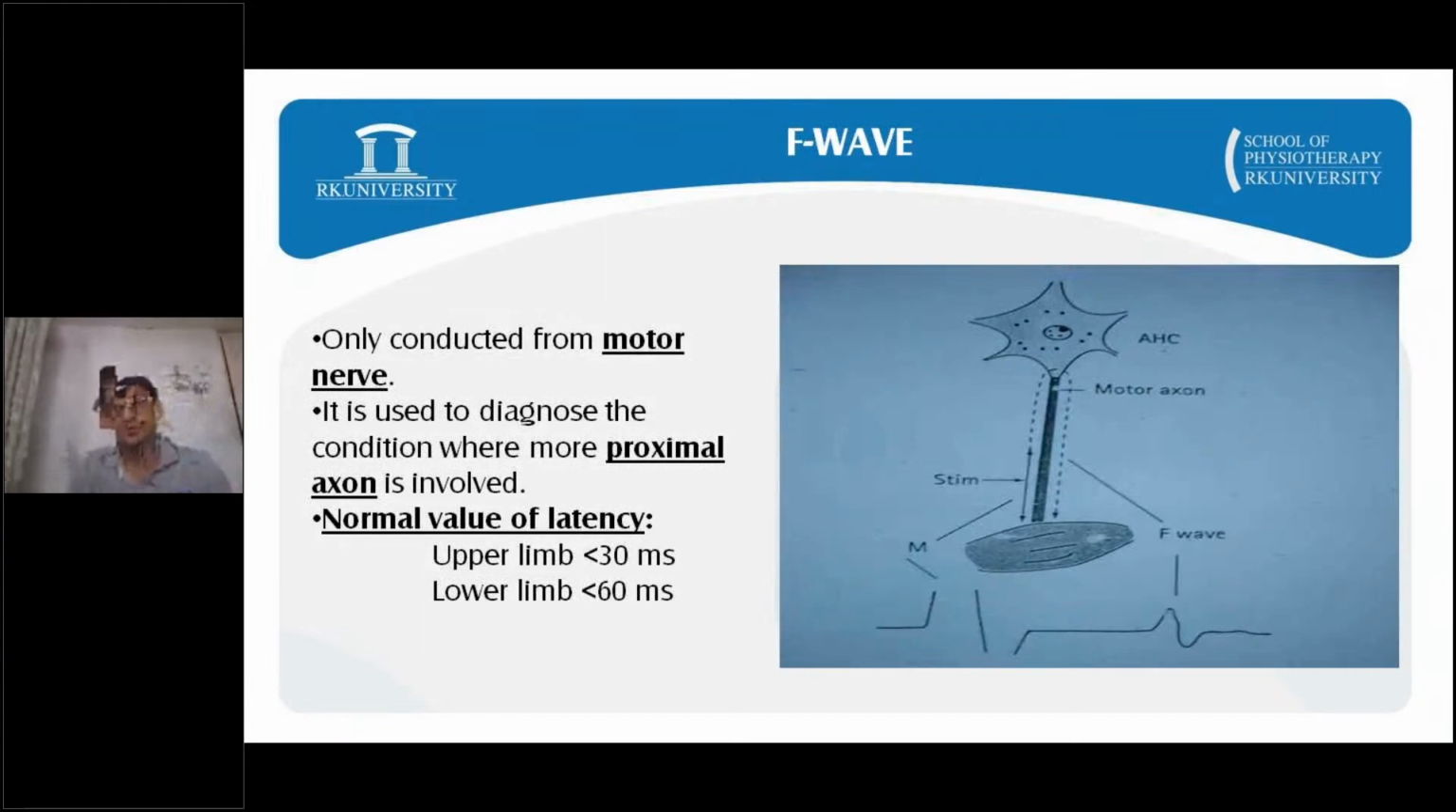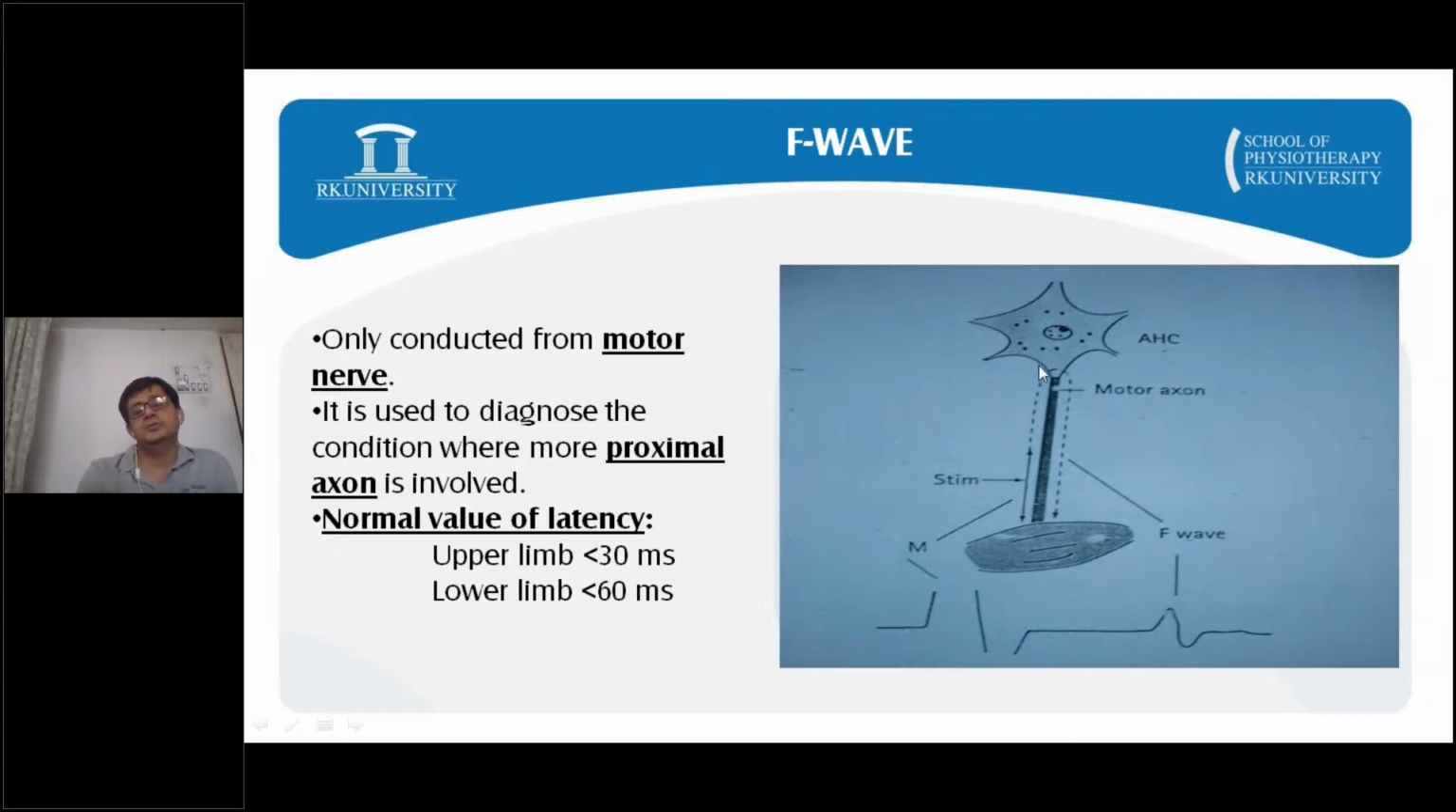Now this was regarding NCV. Now what about F wave? Here you can see it is a motor nerve. Follow this pointer. When you stimulate this motor nerve, according to Bell-Magendie's law, the impulse will travel in both directions. From this point of stimulation, it will go towards the distal side and be recorded as the M wave. Clear? You can follow this pointer. It is your M wave.